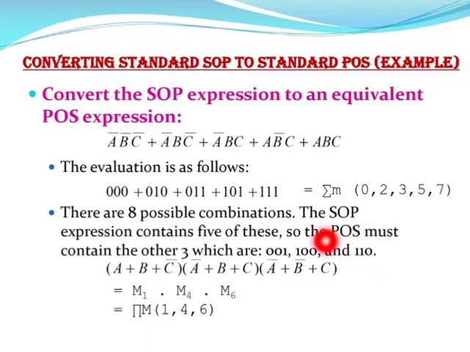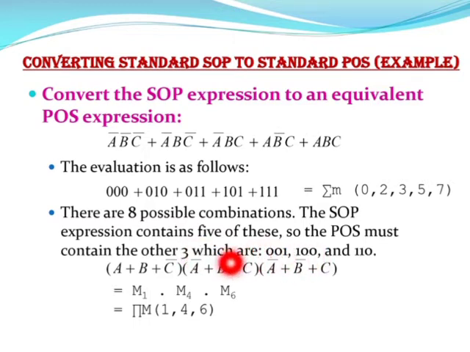So the POS, that is max terms capital M, contains the other 3 which are 001, 100 and 110, which are not present here. So which corresponds to the max term. So it is a product of sums: a plus b plus c bar. Here 0 means it is not complemented and 1 means it is complemented in POS and also max term.